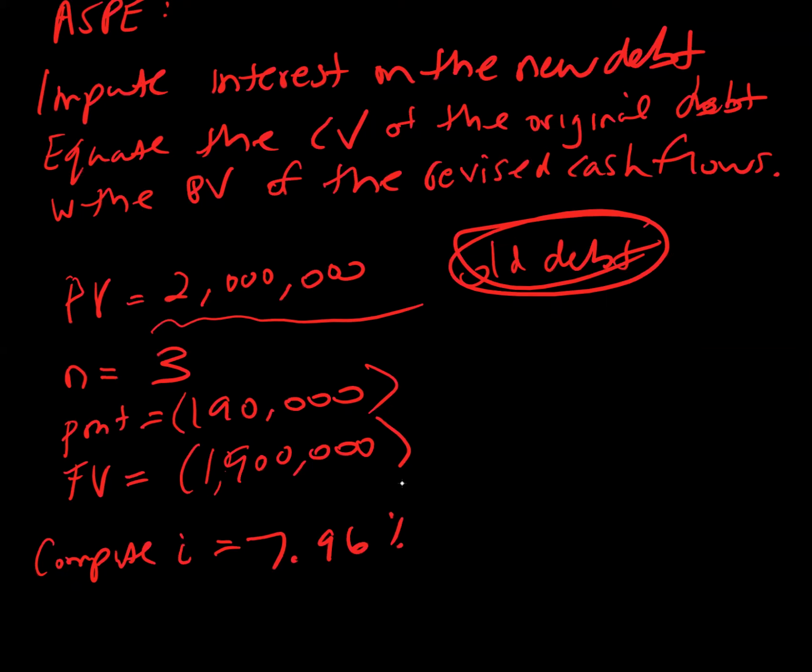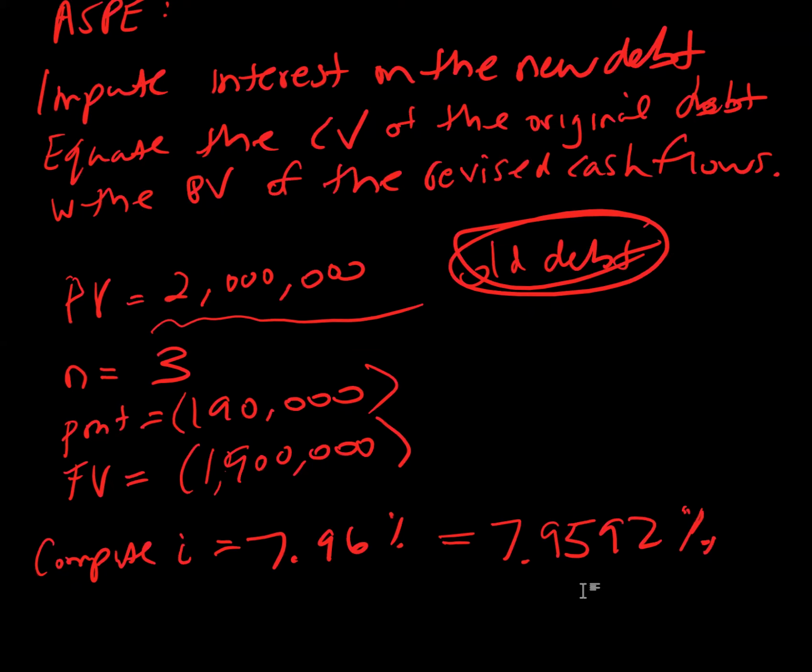7.96%. Okay. So, and actually, if we want to extend this out, it's actually 7.9592%. So rounded 7.96, 7.9592.